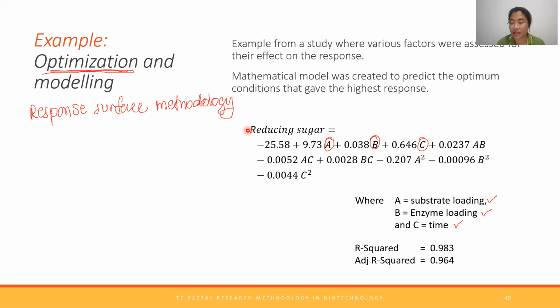That is the idea behind it. And how we get this model is, normally, the program will give it to you, but you have to choose what type of equation you want the model to fit the data. In this one, they use the full quadratic model. That's why you get all the squares and the interactions between different factors. So that's a full quadratic.